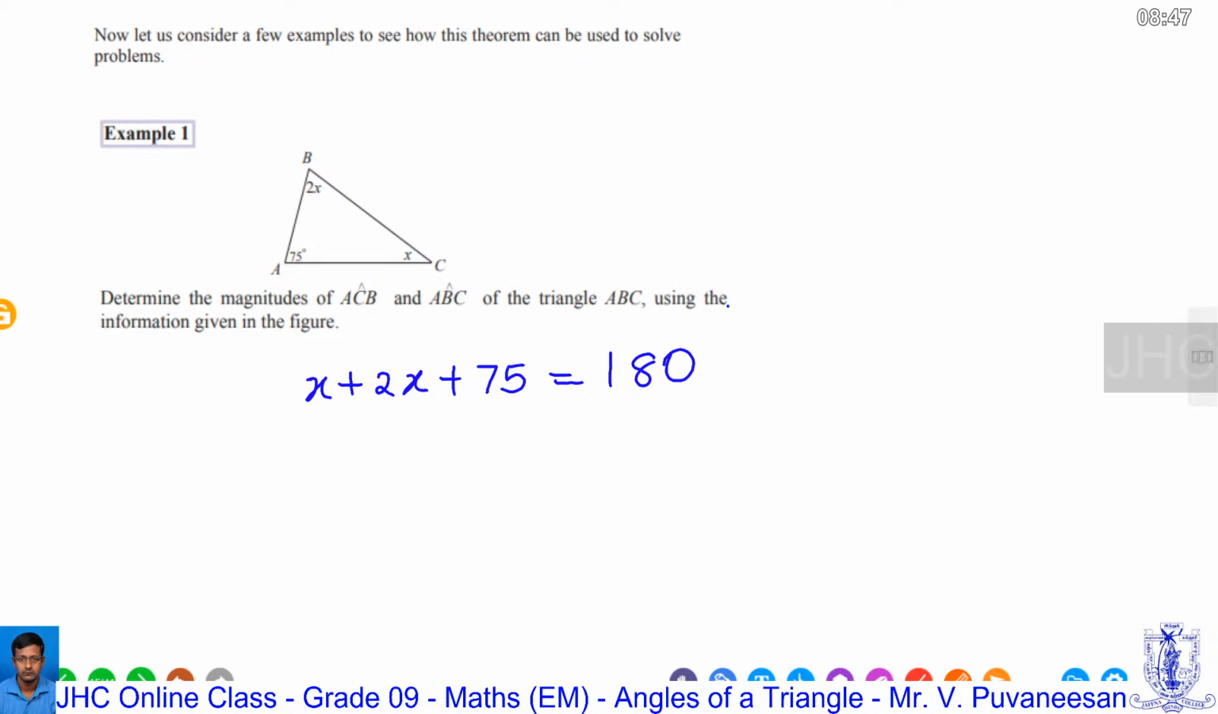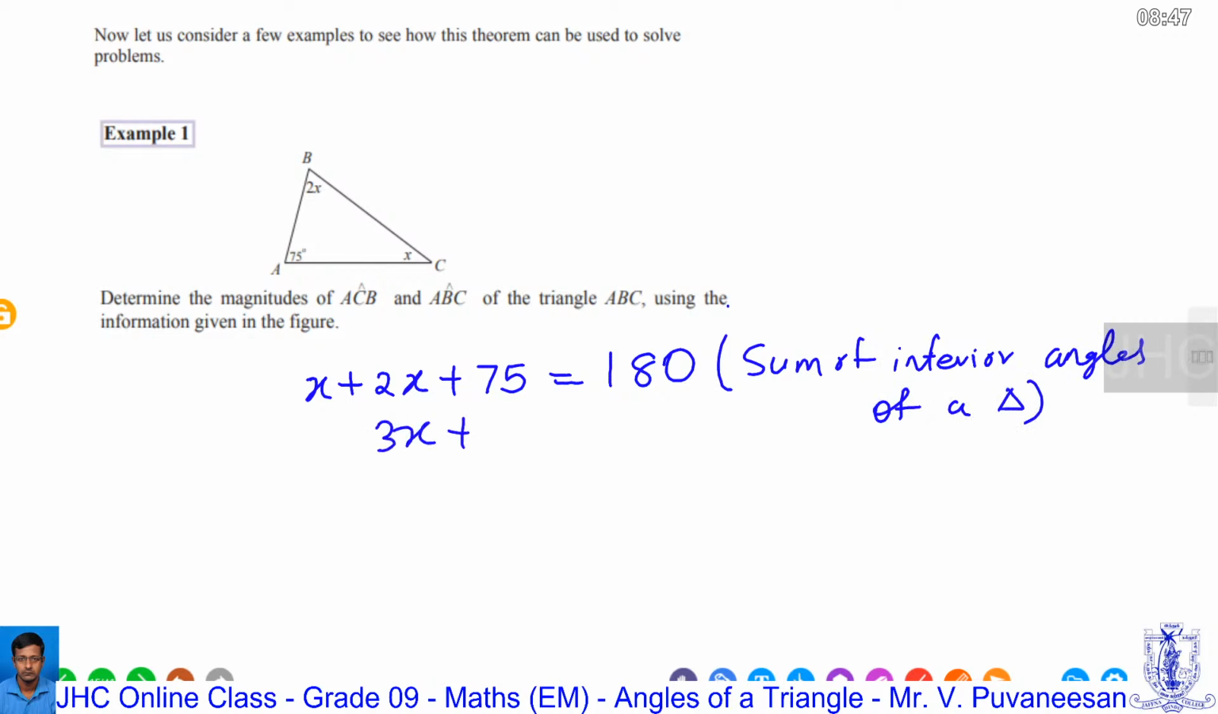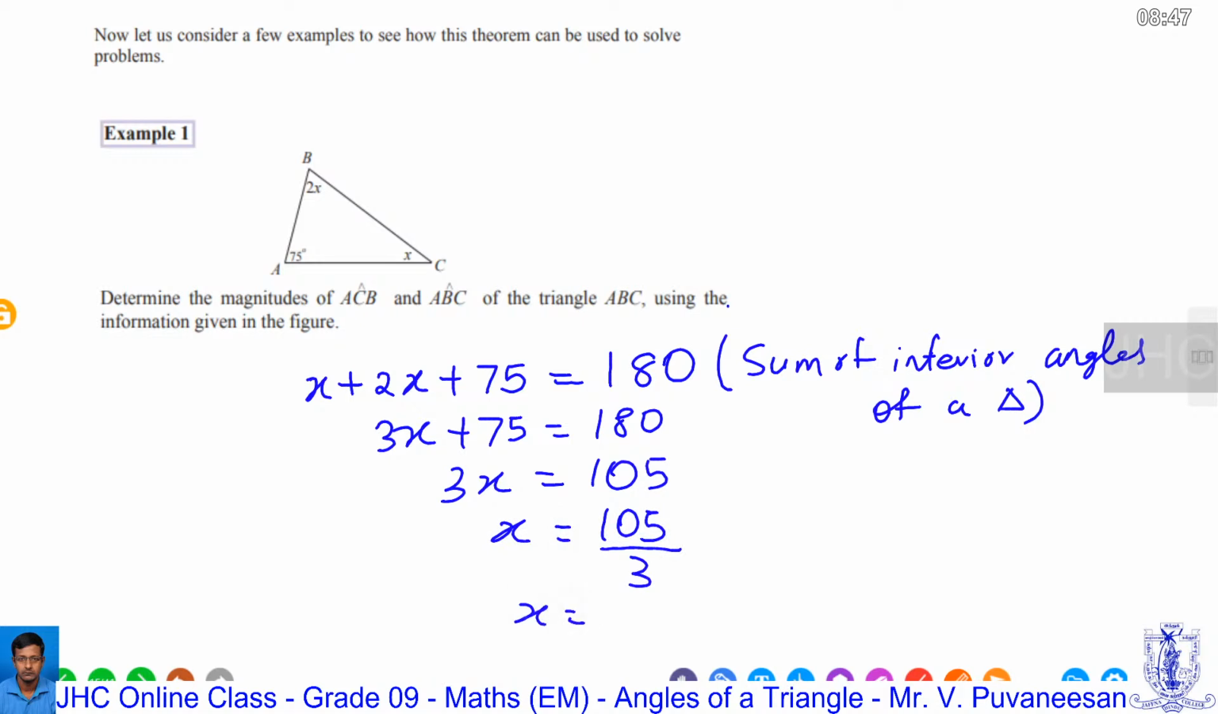சரியா, எக்ஸ் ப்ளஸ் 2x ப்ளஸ் 75 ஈக்குவல் 180, வை சம் ஆஃப் இன்டீரியர் ஆங்கிள்ஸ் ஆஃப் அ triangle. Okay, so from this 3x plus 75 equal 180, 3x equal 105, so x is equal 105 by 3, how much? 35. Yes.